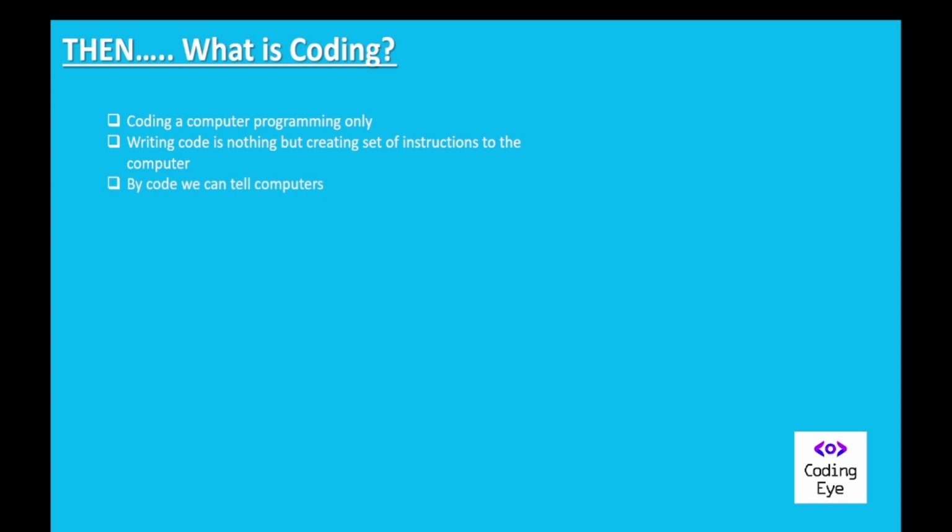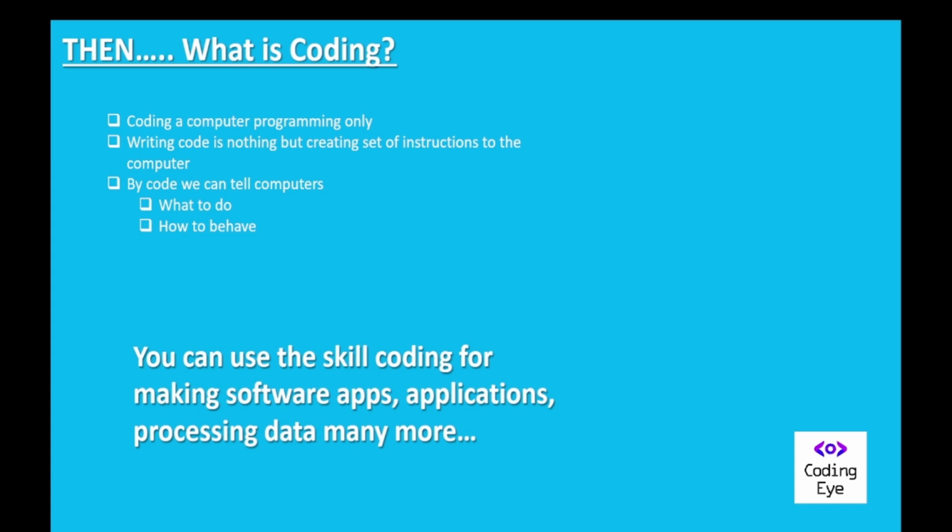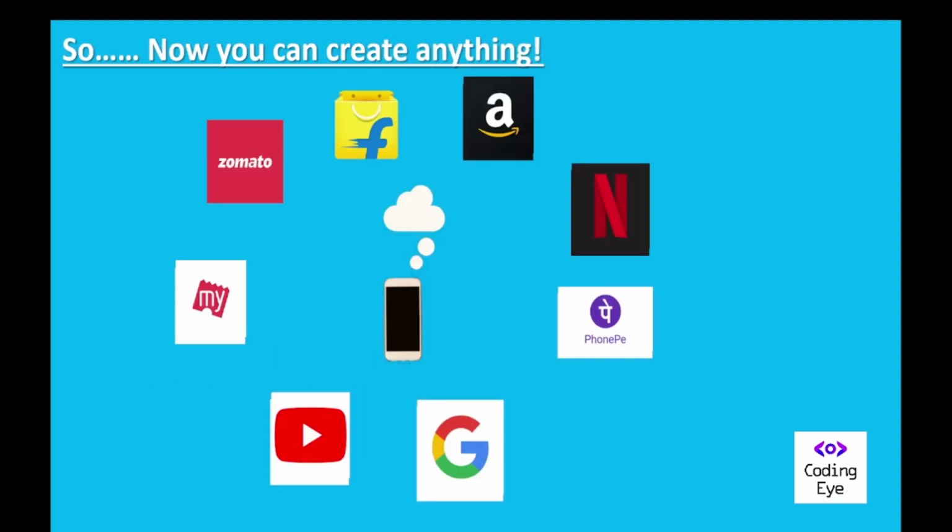So with your code you will tell the computer what to do, what not to do, and how to behave. All these things you can say to the computer through coding. So this is a skill. Coding is a skill, which lets you write software applications, data processing, and many more applications which we are using in daily life. So now we can create all these applications by using the coding skill.